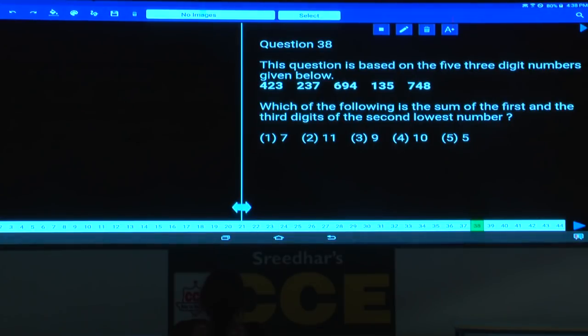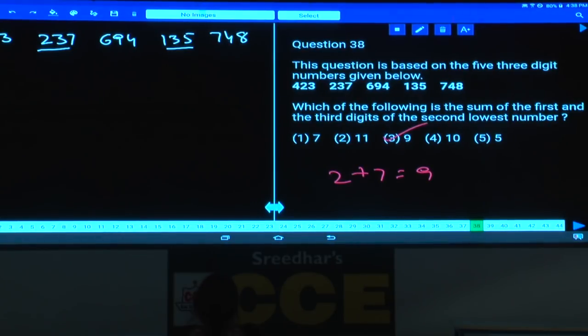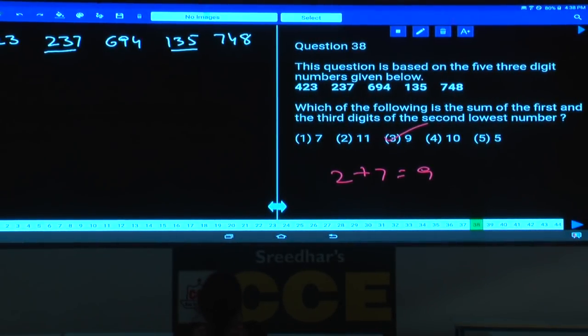Then 38 onwards, it is based on a set of numbers: 423, 237, 694. In total we have 5 numbers, 135 and 748. 135 and 748 are the 5 numbers given. Then question number 38. Which of the following is the sum of the first and the third digits of the second lowest number? Now second lowest number, what is the lowest number here? 135. Second lowest number is 237, and out of which the sum of the first and the third digits. What is the first digit here? 2, and the third digit is 7. 2 plus 7 is 9, and it is given in choice 3. Hence question number 38, choice 3 is the answer.